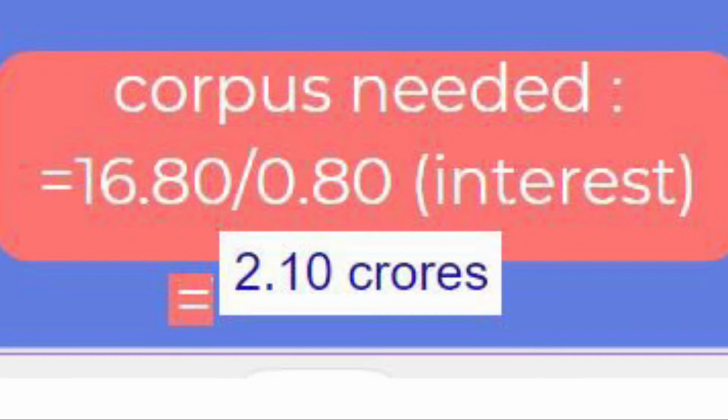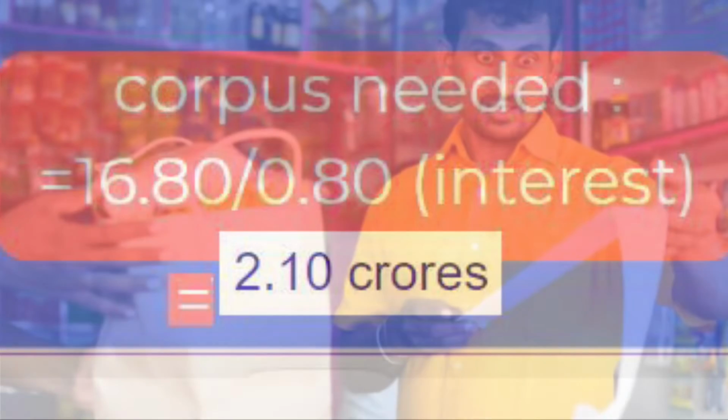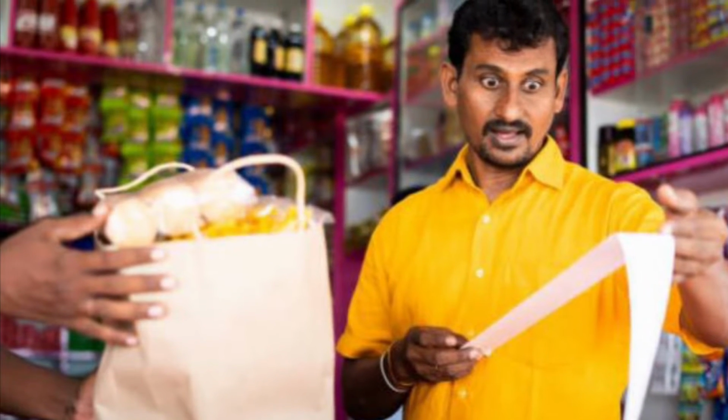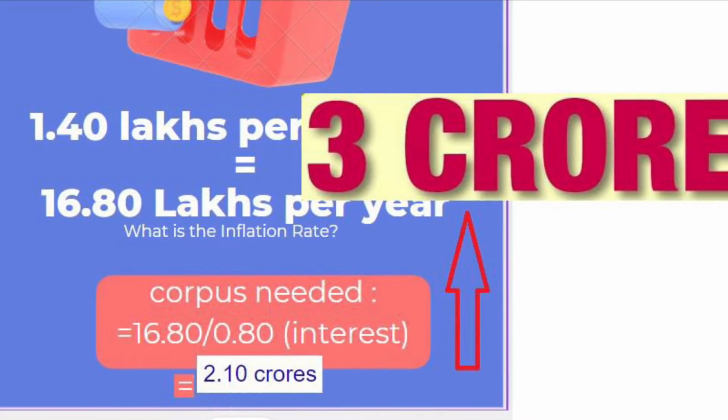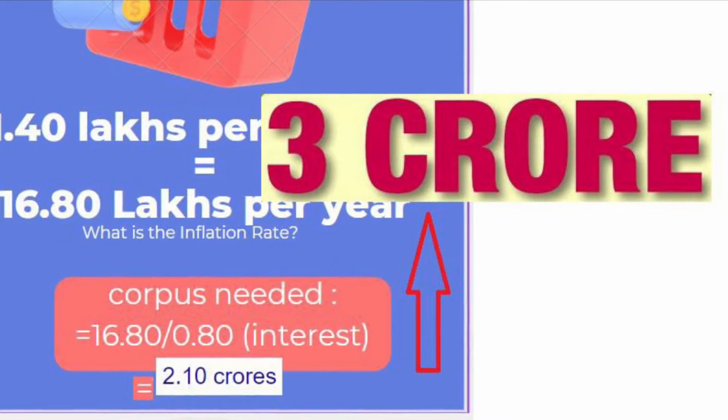But remember, rupees 1,40,000 monthly income is also subject to inflation. So the actual corpus that you need is much higher than 2.1 crore. It could perhaps be 3 crores, and I will explain this in a minute.